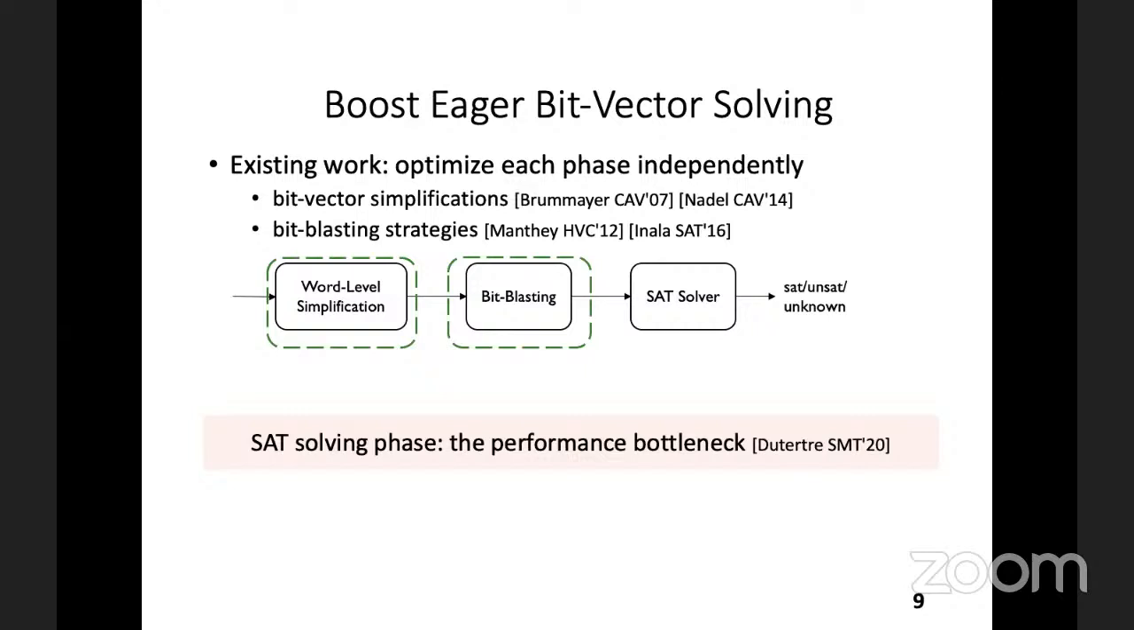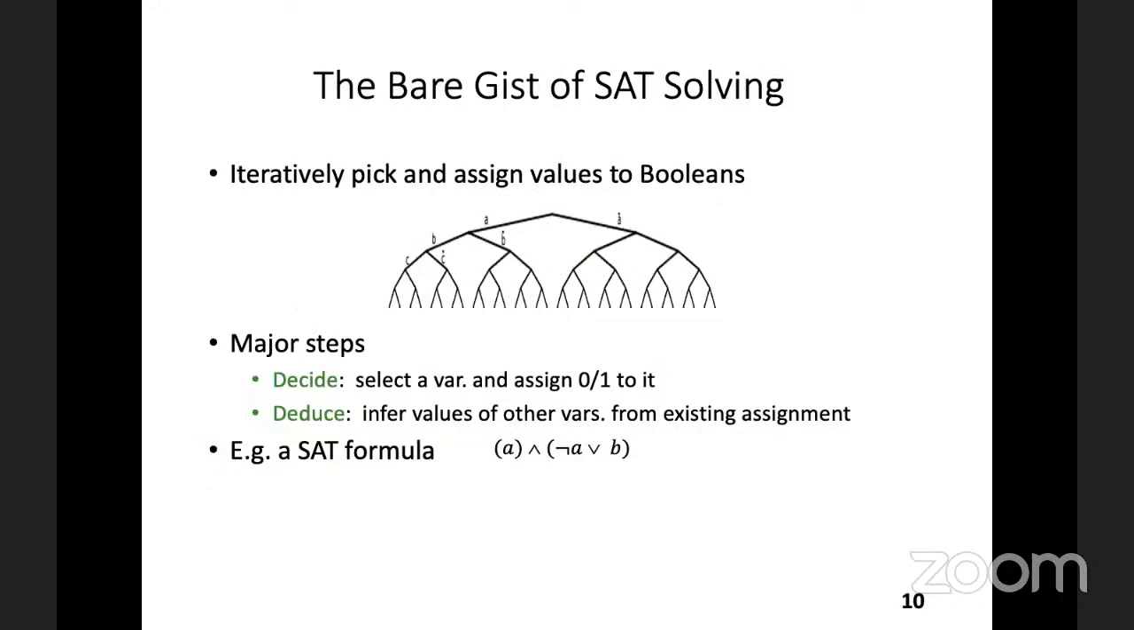I will first give some background about SAT solving. Essentially, the SAT solver searches through an exponentially large search space. In modern SAT solvers, at each iteration, there are two major steps. First, the solver will select a Boolean variable and give it a value, which can be 0 or 1. After assigning the value, it will deduce or infer the values of other Booleans from the current assignment.